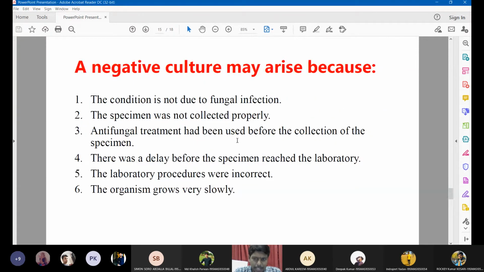There are some technical difficulties whenever we are processing fungal samples. Some problems may arise, including a negative culture. If you are getting no growth on the culture, that doesn't mean the patient is negative for fungal infection. Usually fungal growth takes a much longer period than a basic bacterial culture. So you need to be cautious.